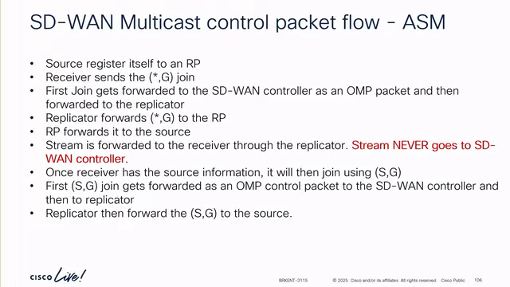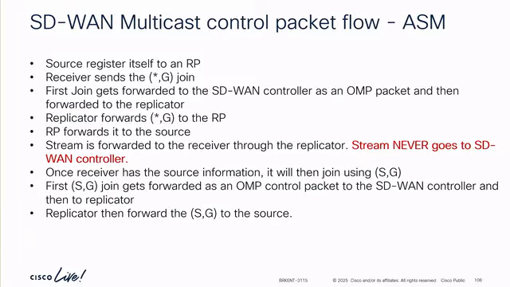So once the source has that information about the PIM join, the receiver sends the S,G join also. Then that S,G join will be sent towards the SD-WAN controller, from the SD-WAN controller to the replicator, and then the stream will start. But in SD-WAN multicast, the stream will never go through the SD-WAN controller.